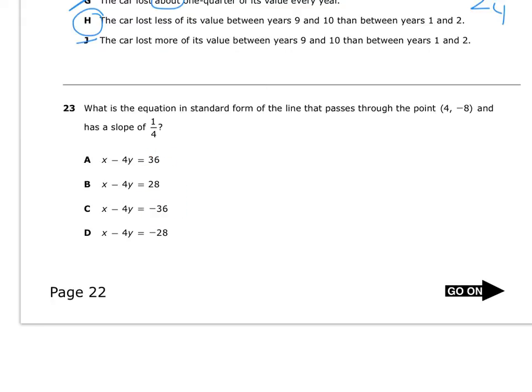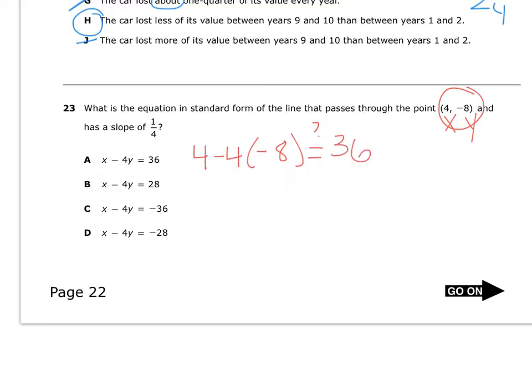So all of these equations are different. So the best thing that you should probably do, that would be the most likely to get you the right answer without making a mistake, is to just take the ordered pair 4, -8, plug your 4 in for your x and your -8 in for your y in each equation. Just trial and error. So let's start with A. So x minus 4y equals 36, so that would be 4 minus 4 times -8, and we're checking to see if it's equal to 36.